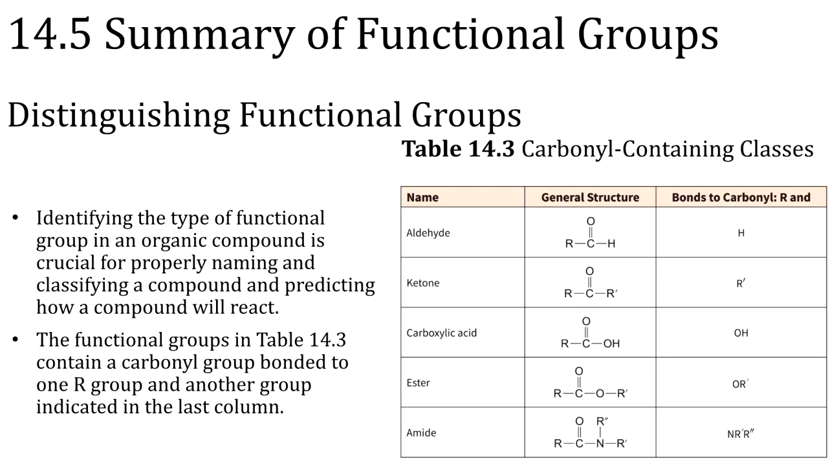Here's a summary of our functional groups that we've discussed in this chapter. We've got an aldehyde. The carbonyl's got a hydrogen on it. A ketone, where the carbonyl's got 2 alkyl groups. A carboxylic acid, where our hydroxyl group is attached to our carbonyl. An ester, where an alkoxy group is attached to our carbonyl. And finally, an amide, which has an NR2 group attached to the carbonyl group.